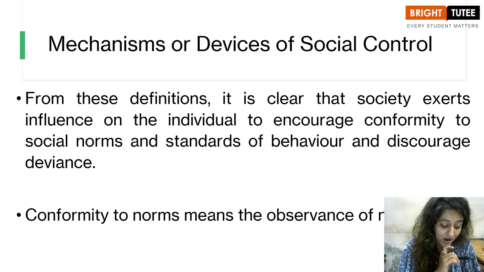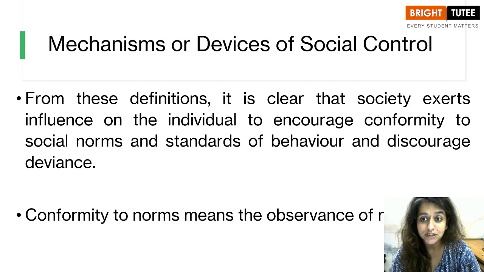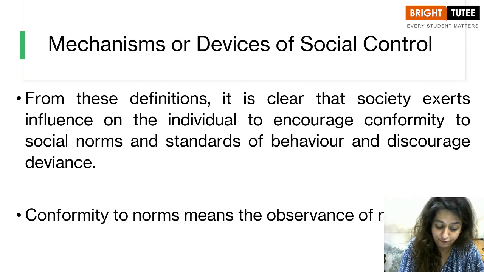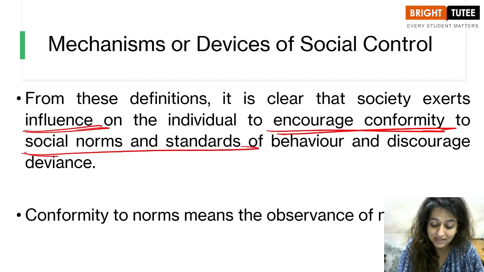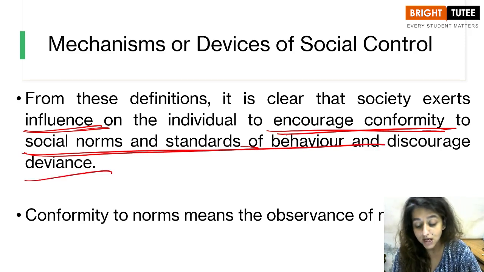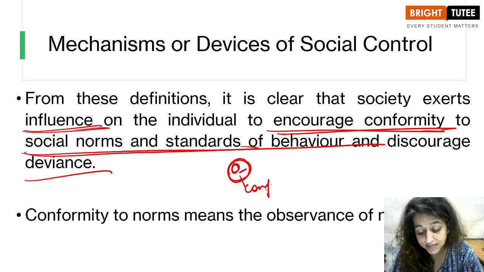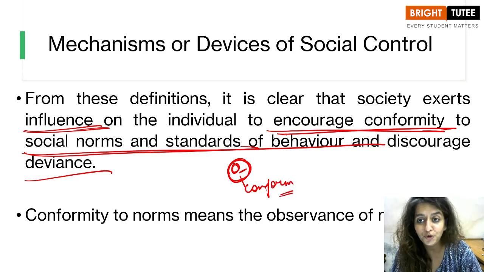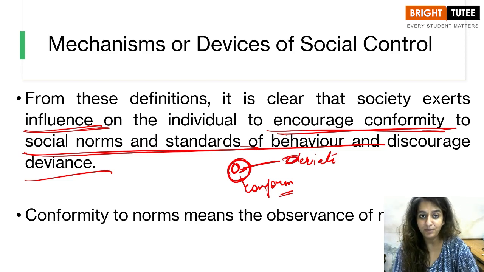Moving ahead, we talk about a very important aspect, the mechanisms or devices of social control. From these definitions, it is clear that the society exerts influence on the individual to encourage conformity to the social norms and standards of behavior and discourage deviance. All the individuals in the group should conform to whatever is there in the group and not deviate from the group, or for that matter not get separated from the group.